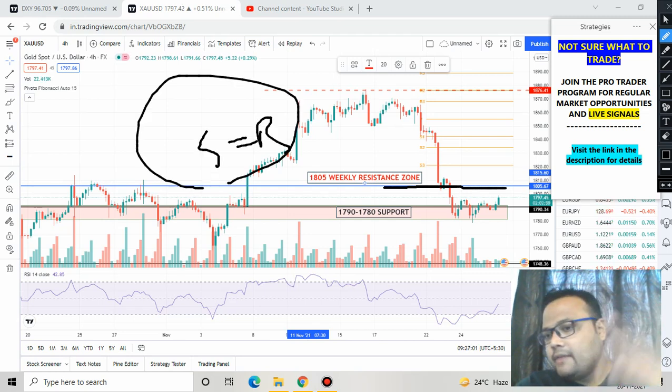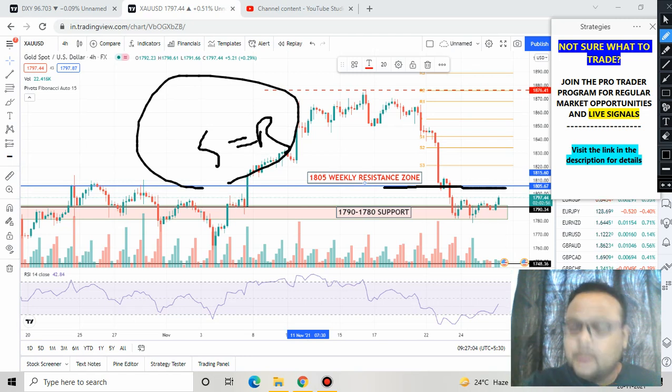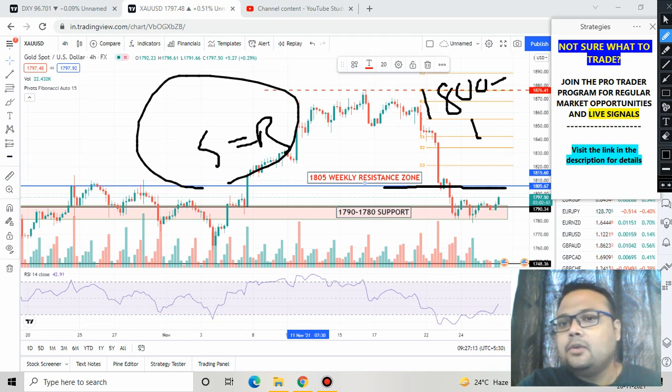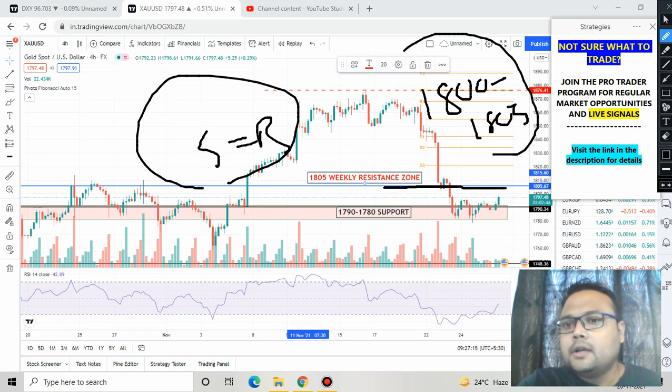So if you already have a buy position, then I'll say yes, continue with your buy position, and you can exit between 1800 and 1805. This can be your take profit target.